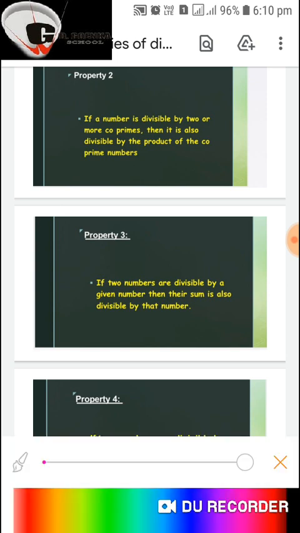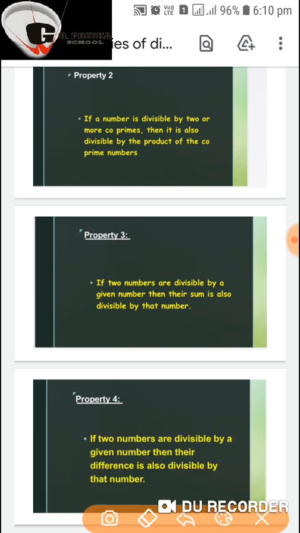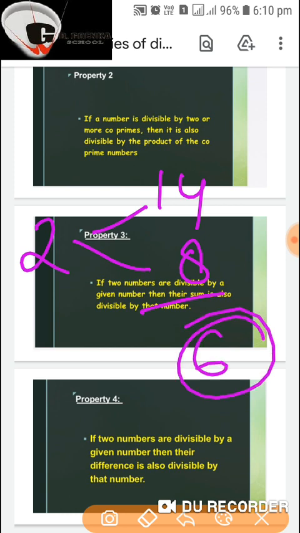Property 4. It says that if two numbers are divisible by a given number, then their difference is also divisible by that number. So it is a little bit the same as property 3. For example, if we have the numbers 14 and 8, we know both 14 and 8 are divisible by 2. So if I subtract these two numbers, 14 minus 8, the answer is equal to 6. It means their difference is also divisible by this number. Or in other words, since 2 is a factor of 14 and 2 is a factor of 8, 2 is also a factor of the difference of 14 and 8, that is, 2 is also a factor of 6.